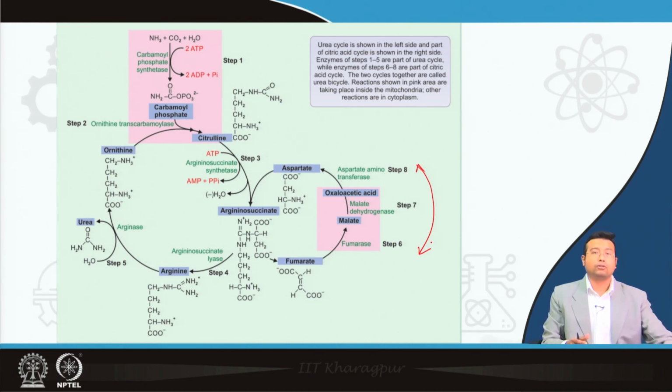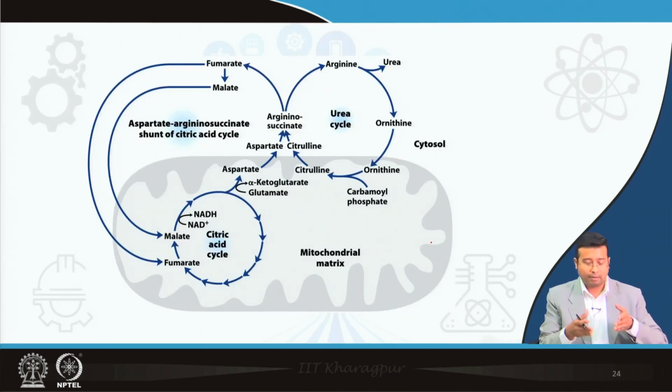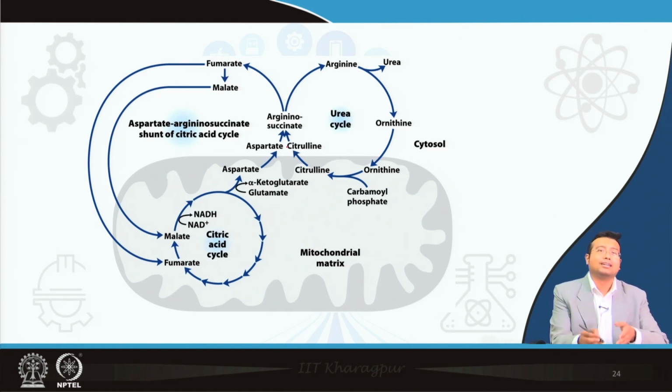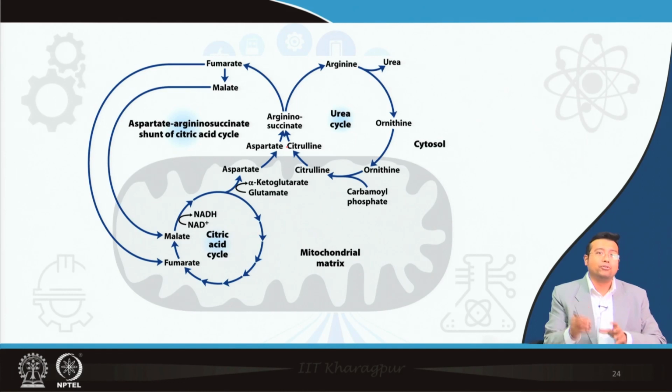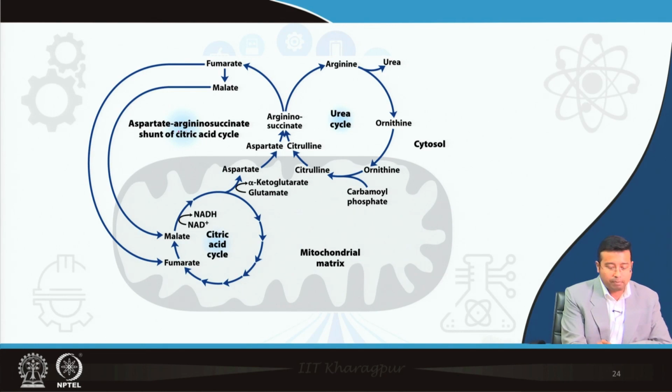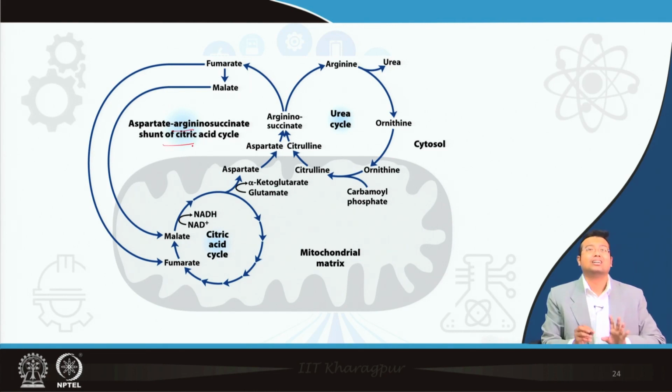And if you want to visualize it correctly, this is the picture which shows what steps exactly take place in the mitochondria and how the aspartate comes out into the cytosol and ultimately gets converted to fumarate, which again converts to malate, and then it can again enter into the mitochondria. Mind it, malate can give rise to energy by participating in the malate aspartate shuttle, and this connection between the urea cycle and Krebs cycle is also termed the aspartate argininosuccinate shunt of the citric acid cycle.